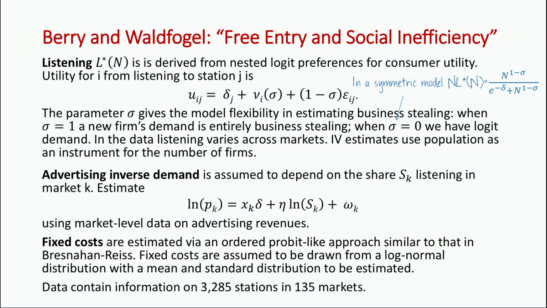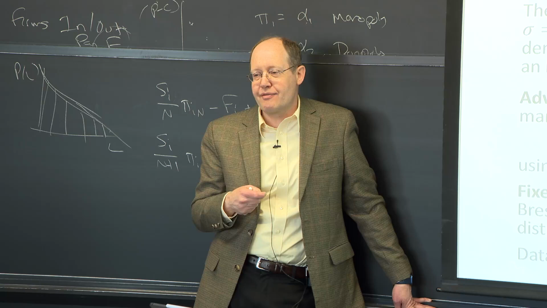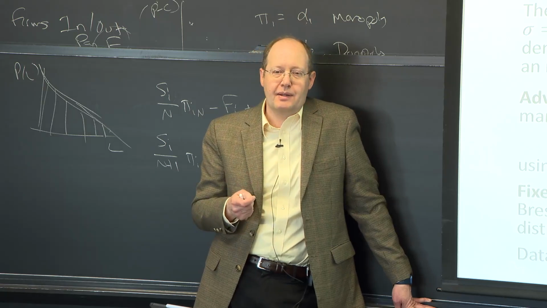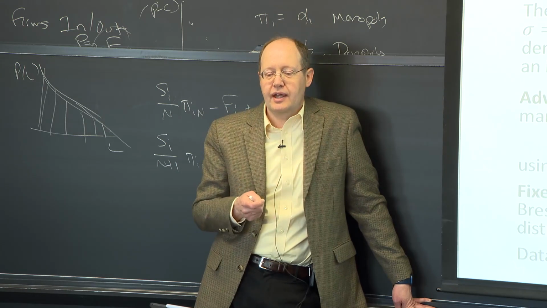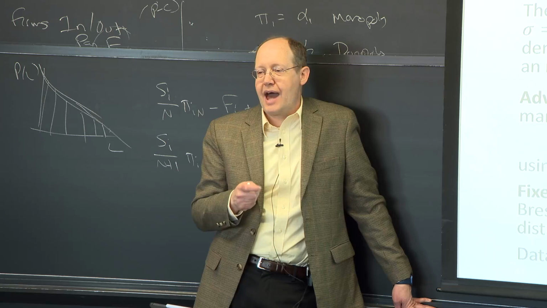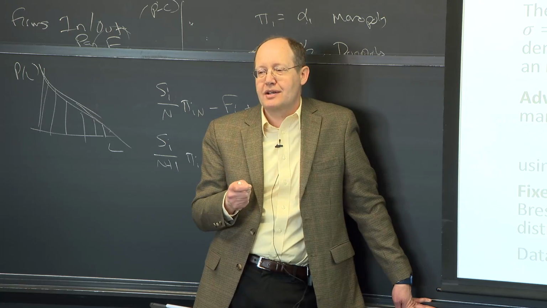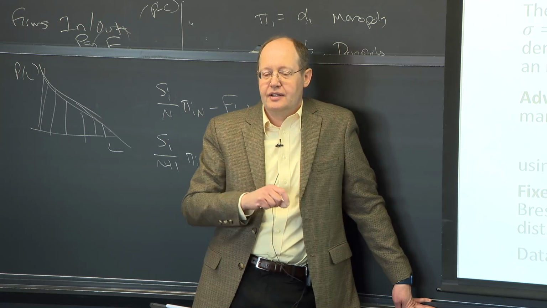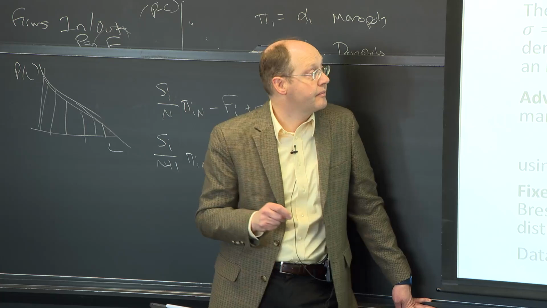So the first one, on listening, this is where you get the sense of how much in IO people like discrete choice models and discrete choice models of estimating things, because they don't have any price variation. They're not actually trying to estimate consumer preferences. Despite that, they're still using a model with consumers having discrete choice preferences, choosing among stations or the outside good, to generate their listening function.